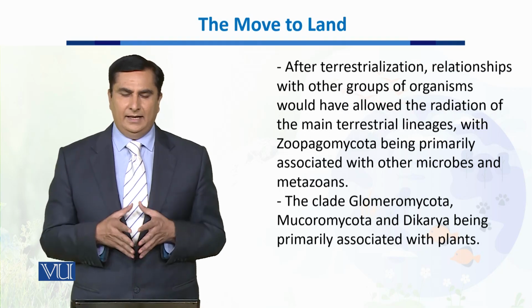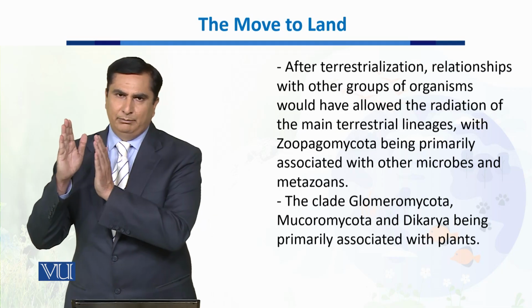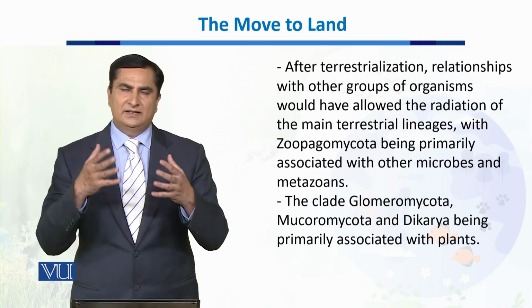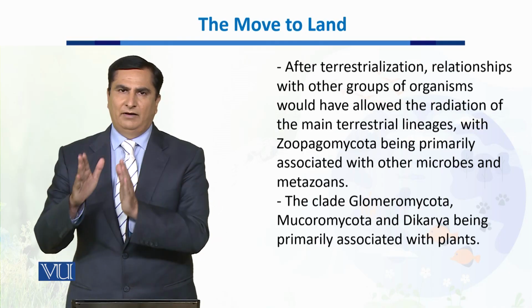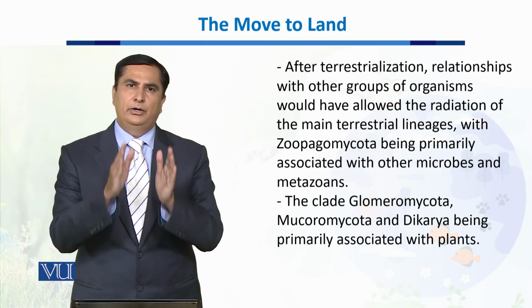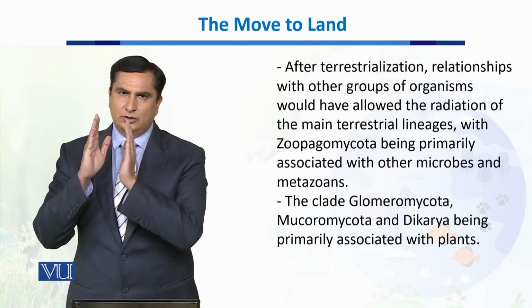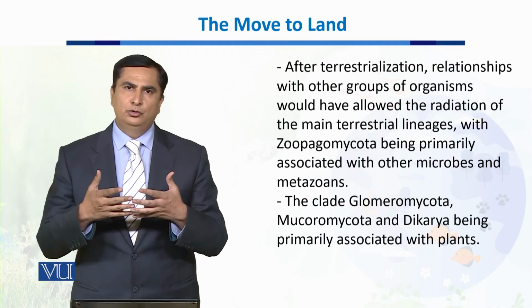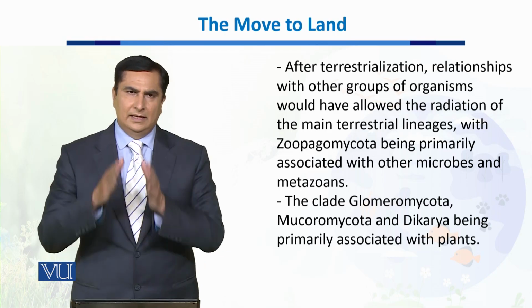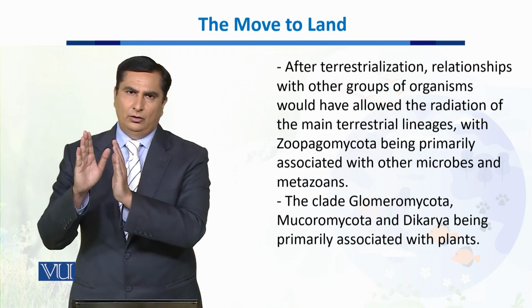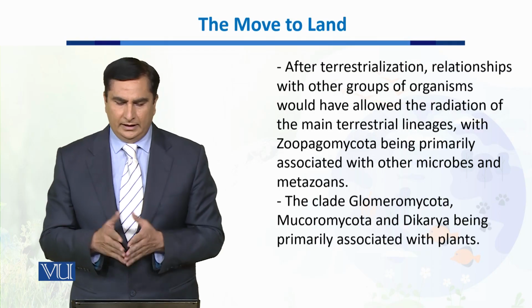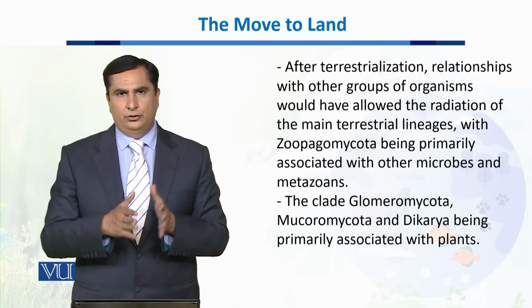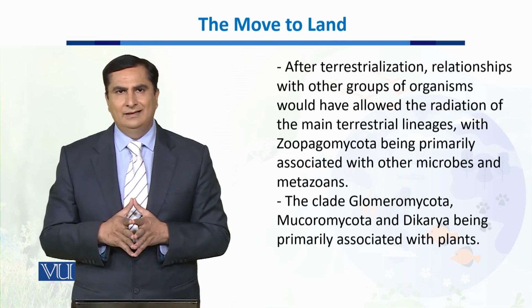Mucoromycota, and Dikarya, primarily became associated with plants. Because of their saprophytic or parasitic lifestyle, they cannot survive on their own because they cannot produce food. So they had to associate themselves with different organisms. So there were two radiations in their lineages. Some of the clades of fungi were associated with microbes and metazoans, while the others shifted to association with the higher plants.